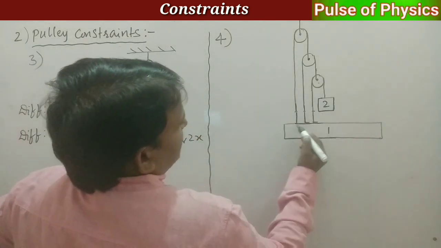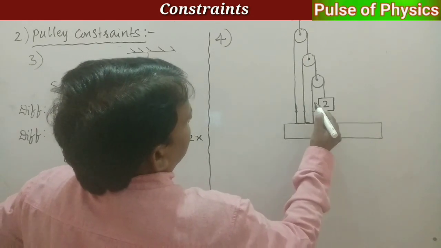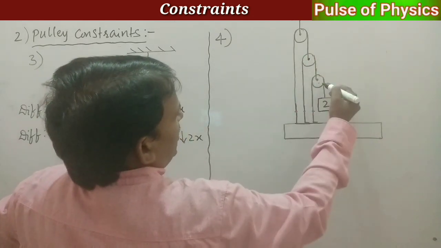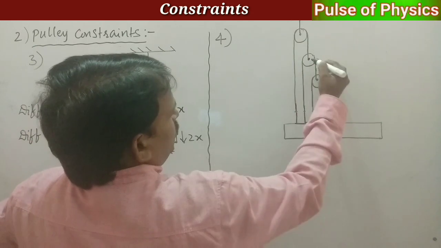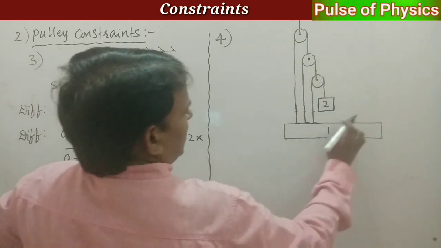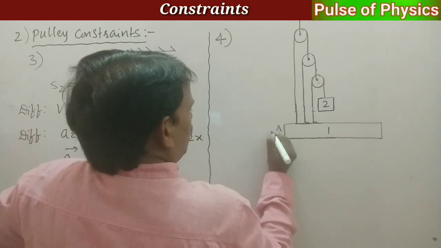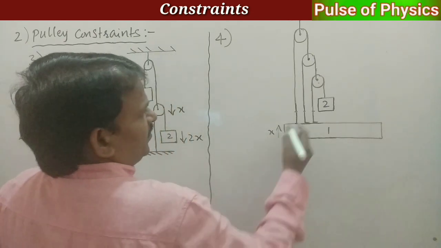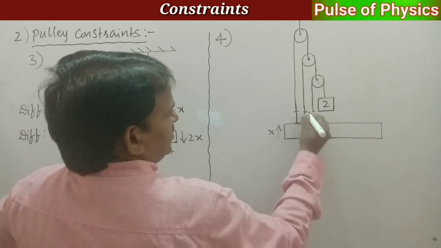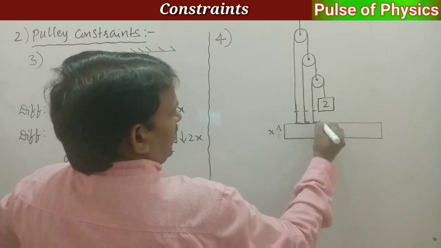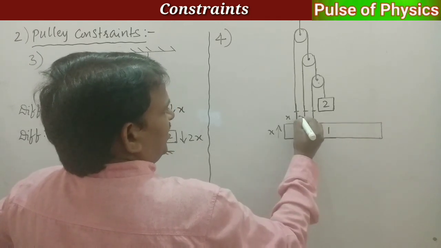Fourth problem. Two blocks are connected with the help of 3 strings and 3 pulleys. One is fixed, two are movable. Let us analyze the motion. If this first block moves x centimeter up, here 3 ropes become loose by x centimeter.